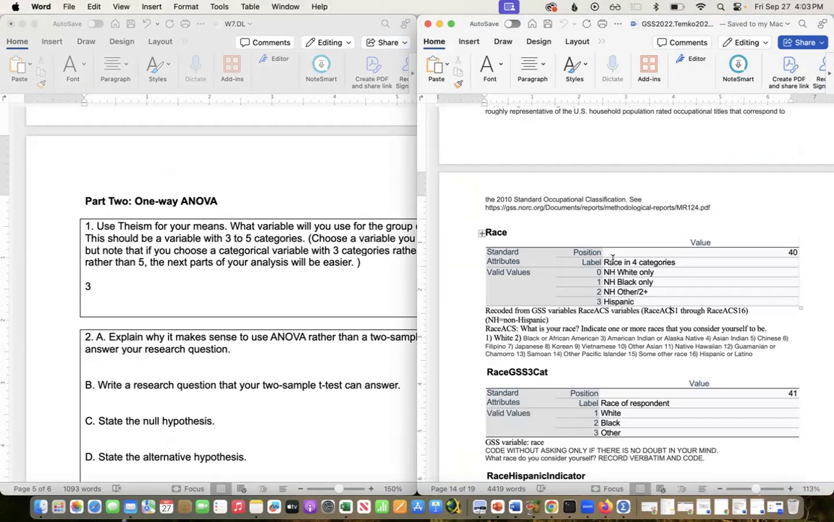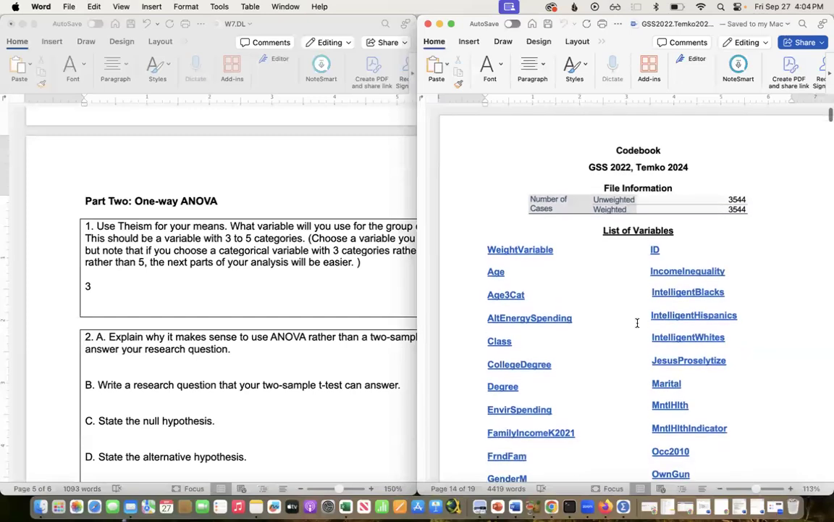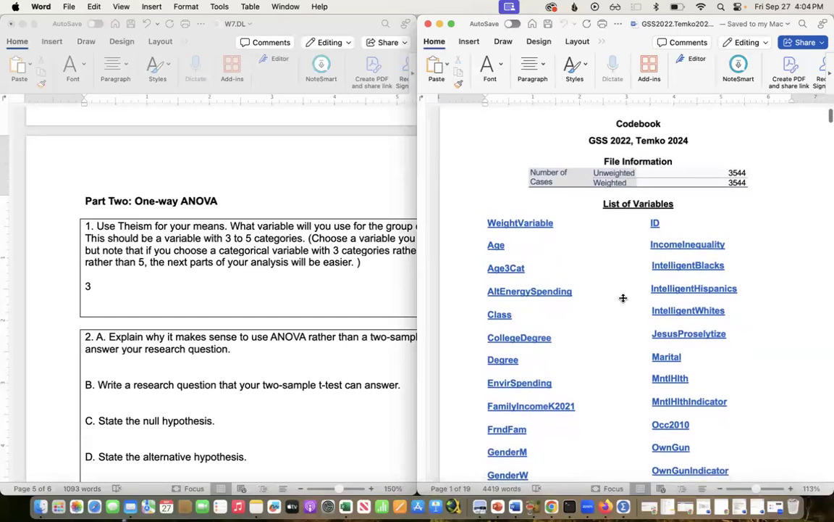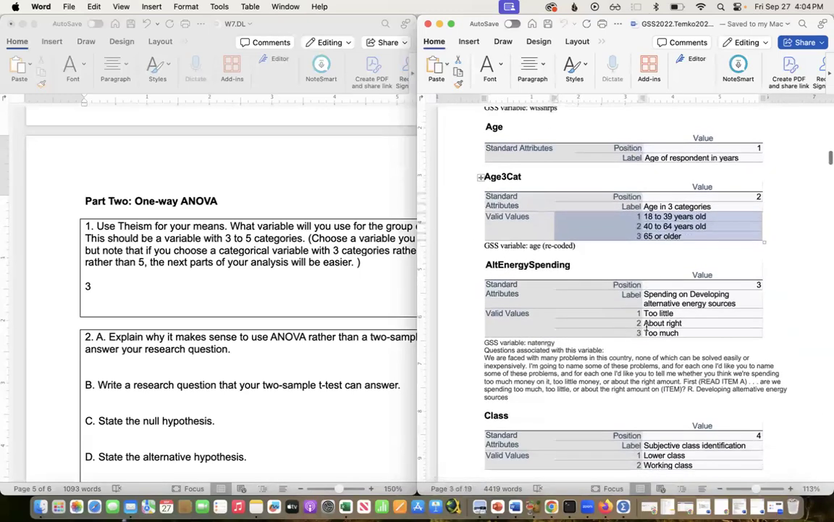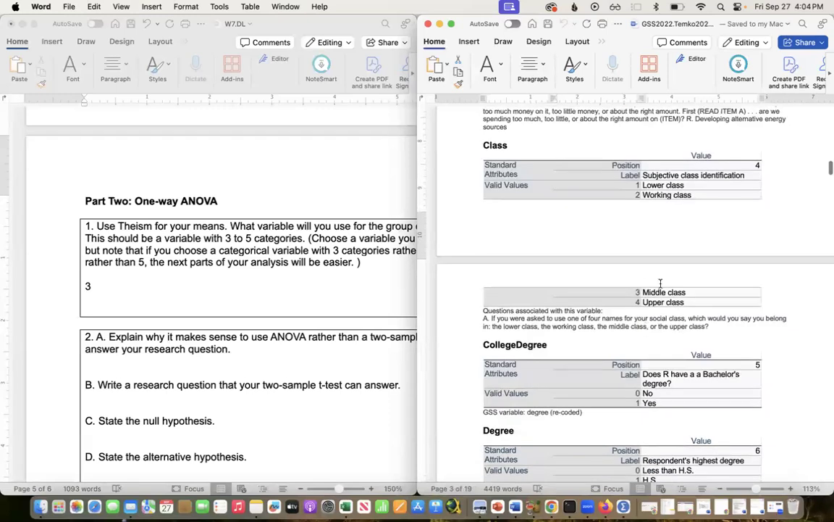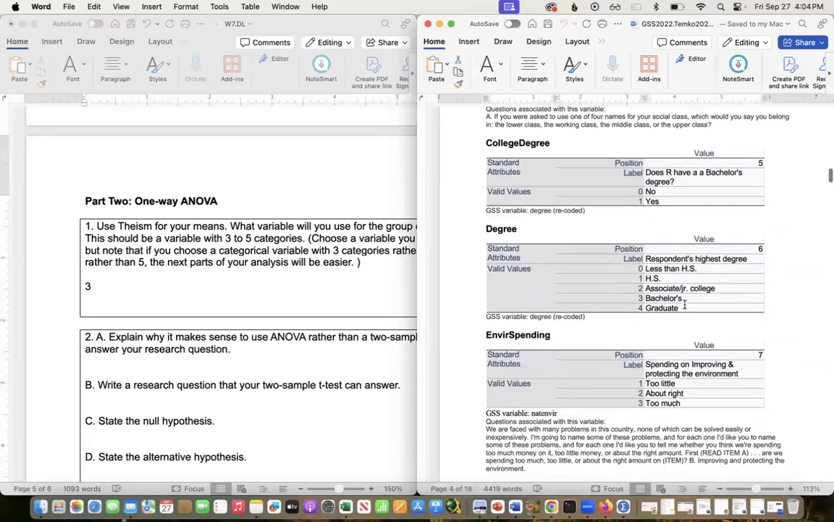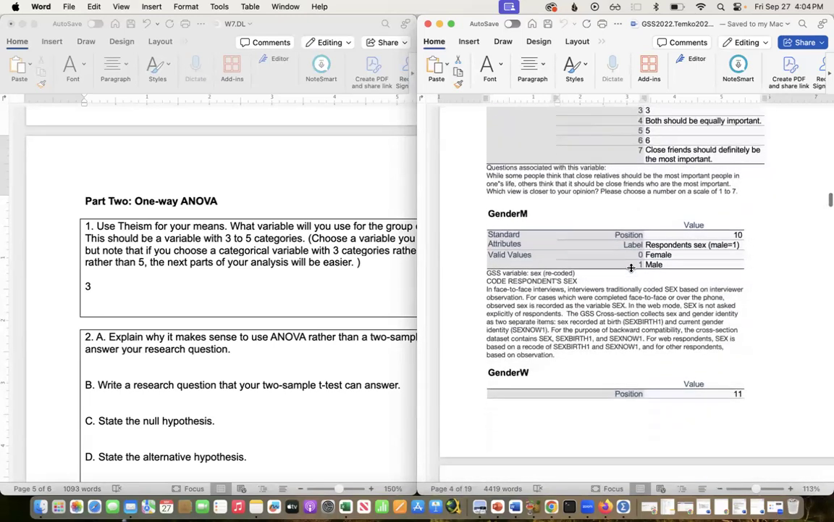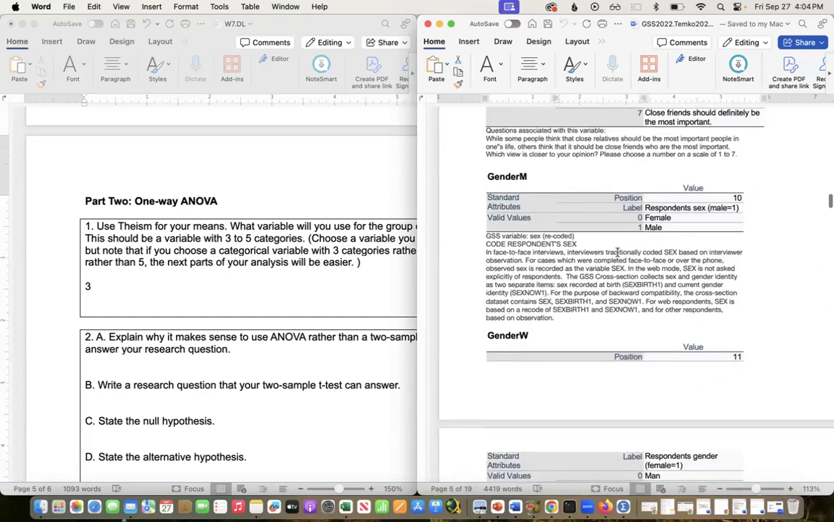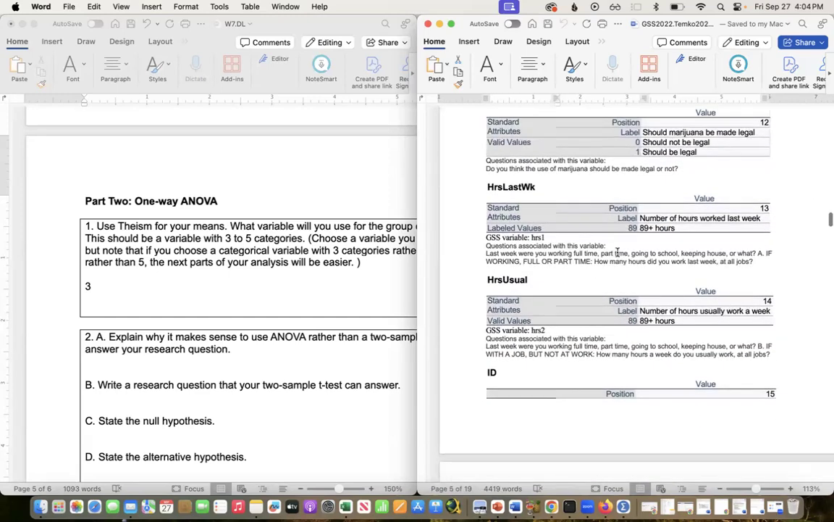So for example, if I chose race in 4 categories, I'm going to have 4 groups, right? And these are the 4 groups that we compare. So we're thinking about, for theism, what do we want to make a comparison for? Here, this one would work, age in 3 categories. We could do class. We could do degree, so it's education. You can't do this one, there's only 2 categories. We're looking for one with at least 3.